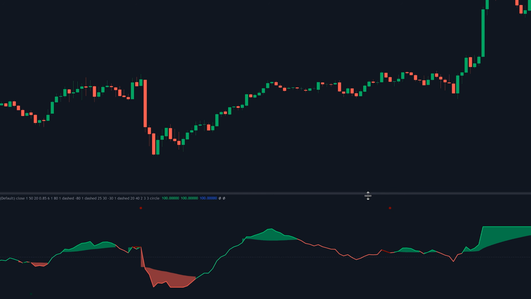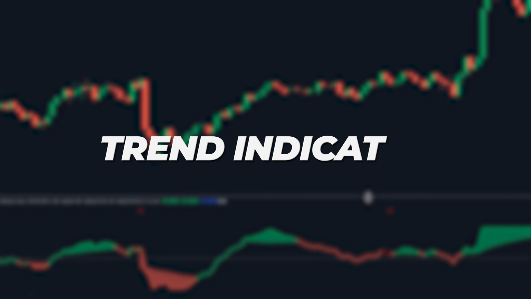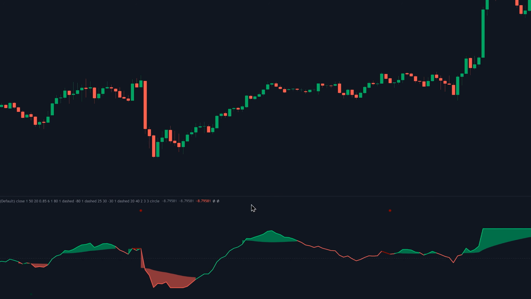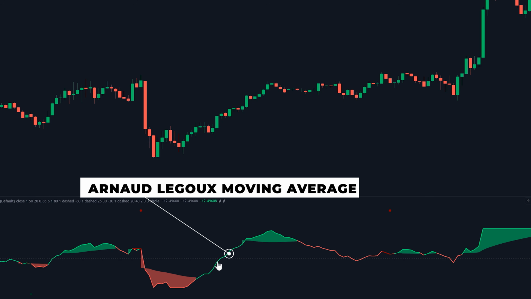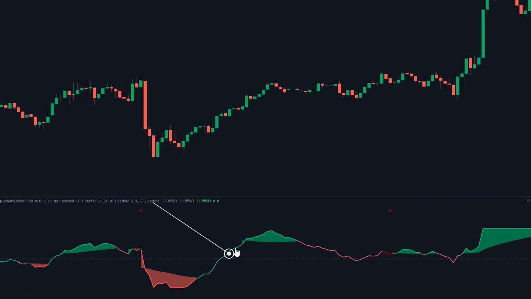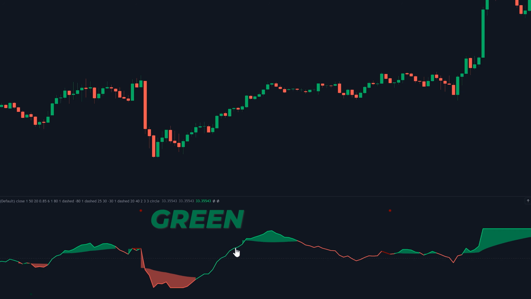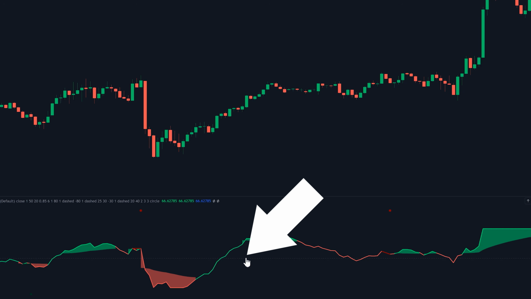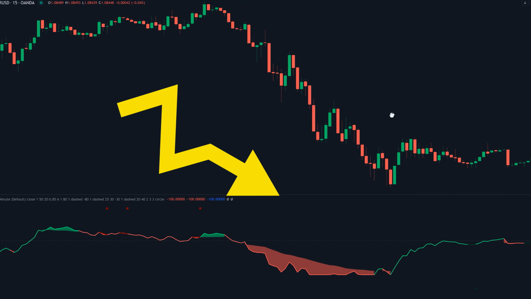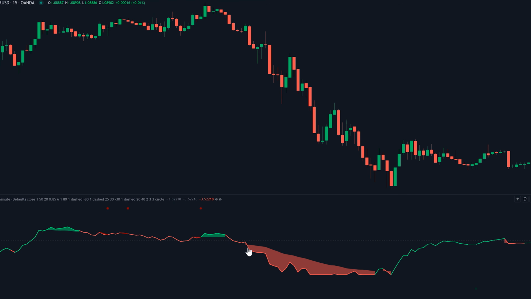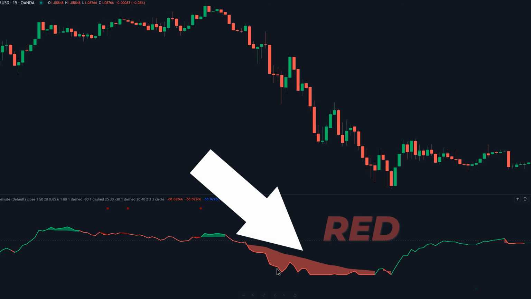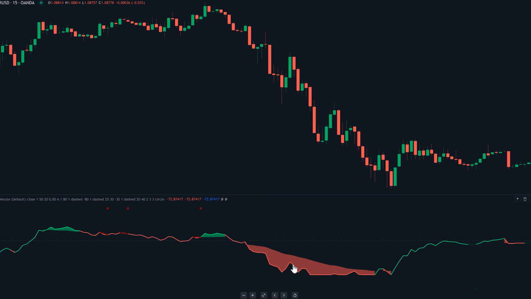The first method is using it as a trend indicator. And the way we're going to do that is by focusing on the Arnaud Legoux Moving Average, also known as the ALMA, which is this line that changes color between red and green. To identify a bullish trend, the ALMA needs to be colored green and above the zero level. Whenever this happens, you can look to take long positions. Conversely, for a bearish trend, the ALMA needs to be under the zero level and to be colored red. Whenever this happens, then and only then will you look to take short positions.